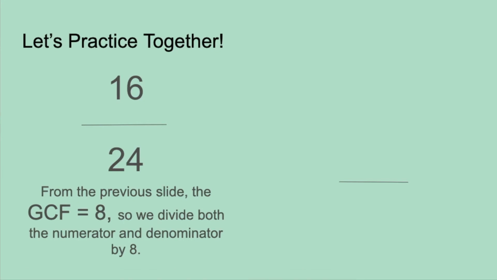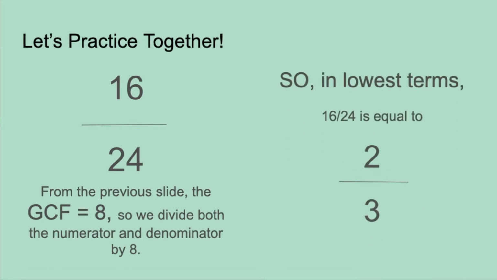So let's practice one together. Here we have the fraction 16/24, which are the two numbers from the previous slide, and the GCF that we saw was 8. In order to solve this, we'll divide both the numerator and the denominator by 8. I'll give you a second to solve it. In lowest terms, 16/24 is equal to 2/3, because when you divide 16 by 8, you get 2, and when you divide 24 by 8, you get 3.